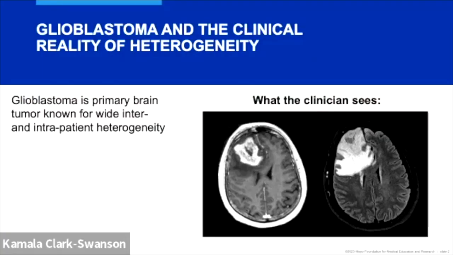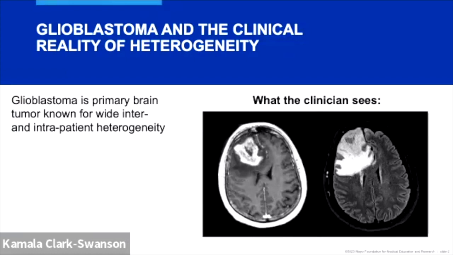All right. So we're in Kristen Swanson's lab, and as many of you probably know, we work with glioblastoma. And glioblastoma is a primary brain tumor known for wide inter and intra-patient heterogeneity. It's very aggressive. But clinically, what's going on in the clinic? Because of the very eloquent location of this tumor, clinicians are not able to have a lot of access to tissue. So pretty much through the entire course of the disease, they're really working with imaging. And this is basically what they're seeing.